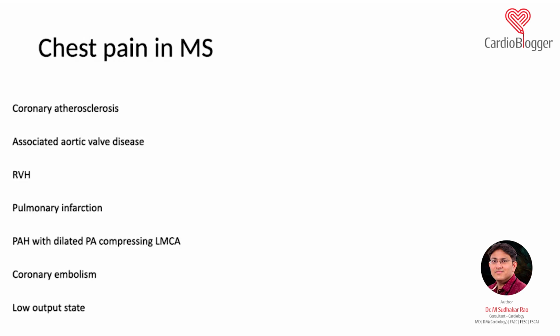Now, there are various valvular heart diseases which can cause angina. In mitral stenosis, the most common cause, as I already told you, is PAH and right ventricular hypertrophy, which cause supply-demand mismatch. Second is a dilated pulmonary artery which may compress the left main coronary artery. Third, because atrial fibrillation is there, they may rarely get pulmonary infarction, or coronary emboli, or have associated coronary artery disease, or a low cardiac output.